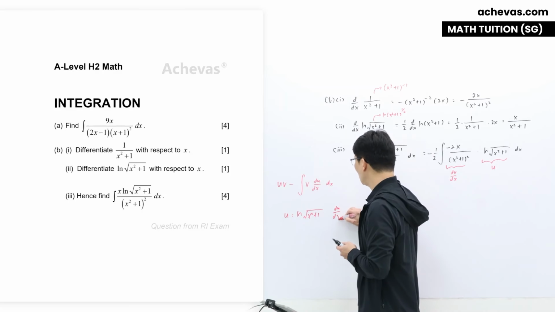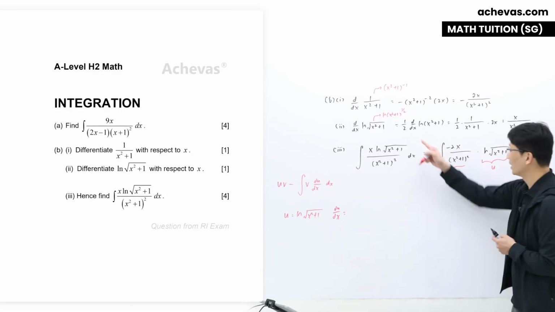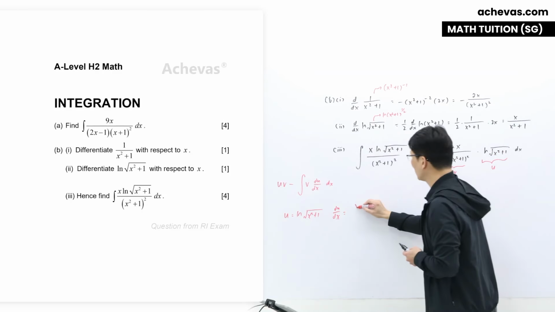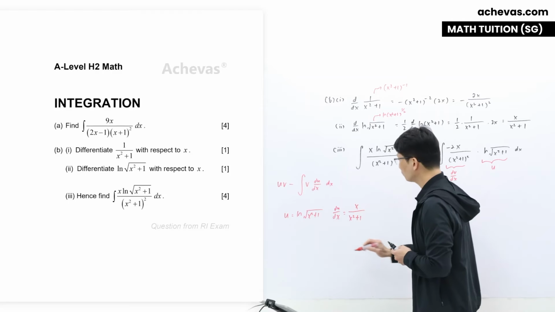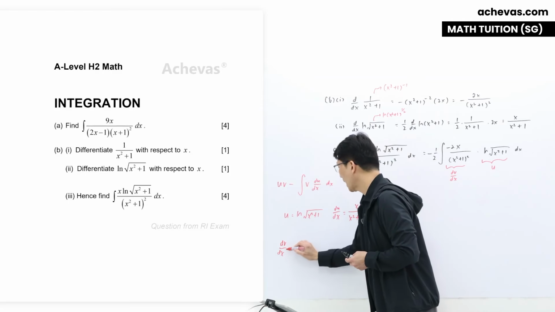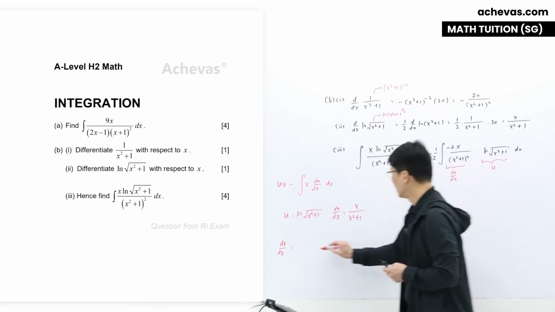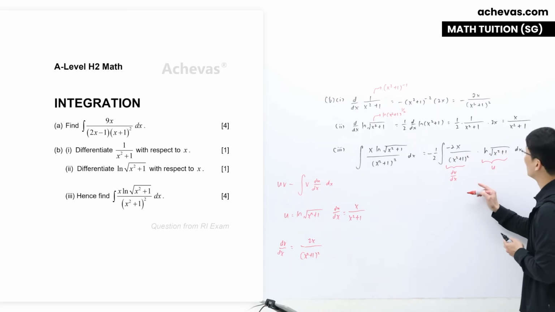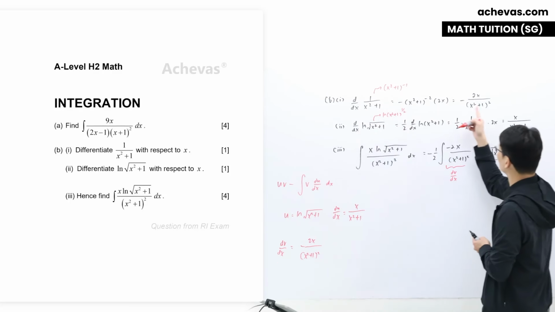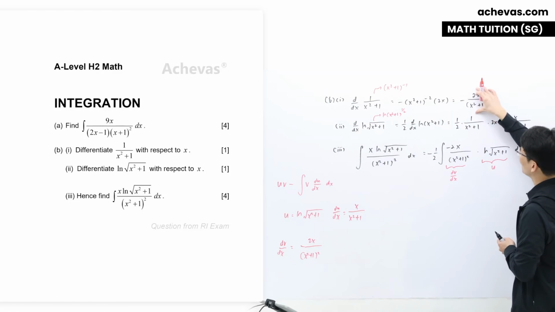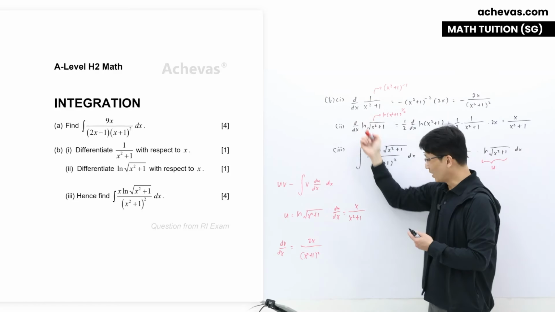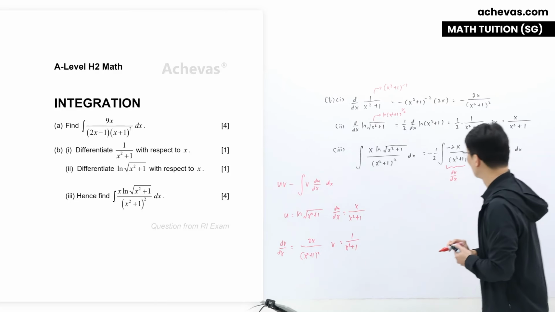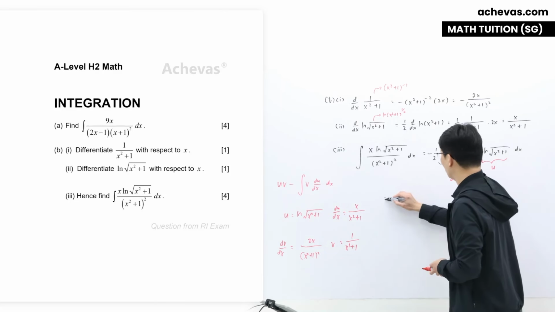And the corresponding du/dx, which we already found, is just the differentiation of this part in part 2, which gives me x over x squared plus 1. As for dv/dx, it will be equal to this, minus 2x over x squared plus 1 squared. We already showed that the differentiation of this equals this, and if I integrate this, of course I will get back this. So therefore, I can write down v will be equal to 1 over x squared plus 1.